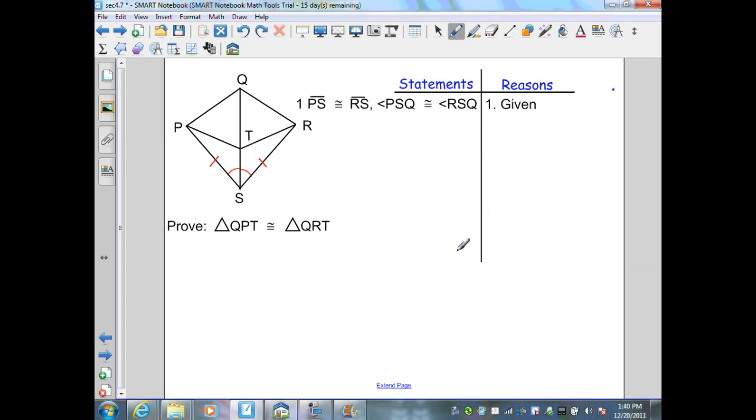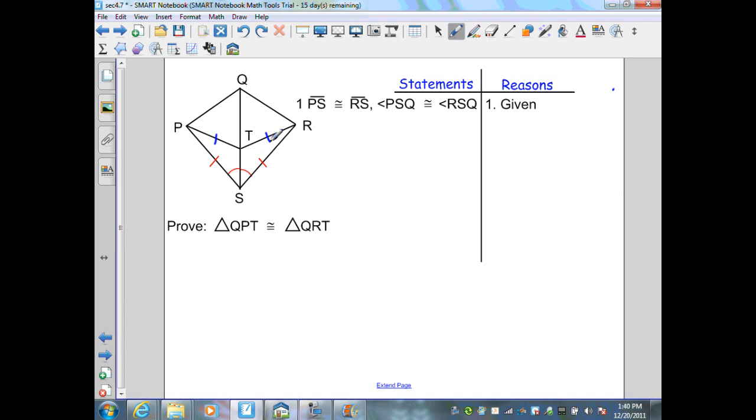Let's take a look at the method of solving this proof a different way. I won't formally write down the problem, but we'll just discuss it. We already solved this by stating triangle PST is congruent to RST by side, angle, side. And we did that by getting segment ST congruent to itself by reflexive property. Then that got us PT congruent to RT by CPCTC.